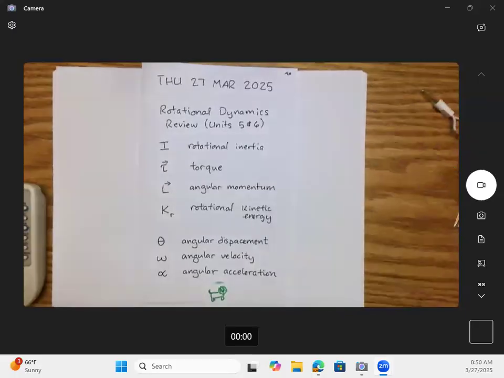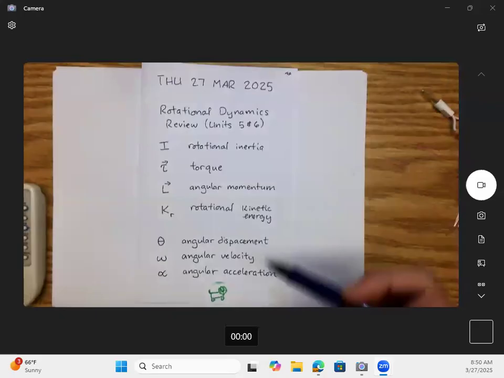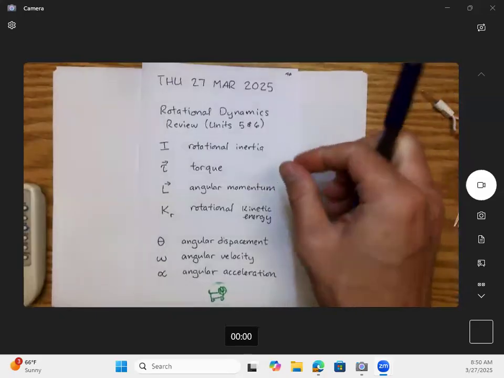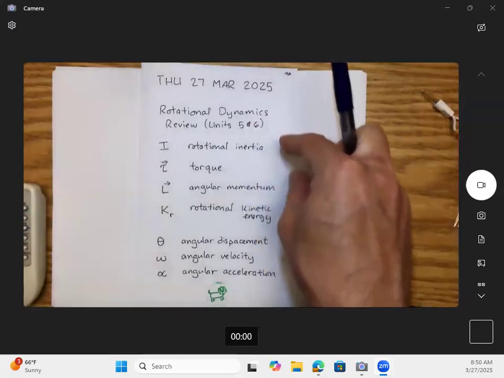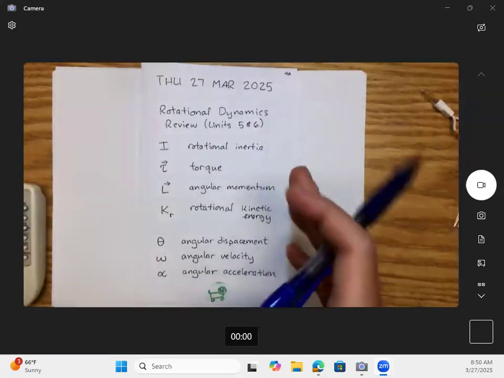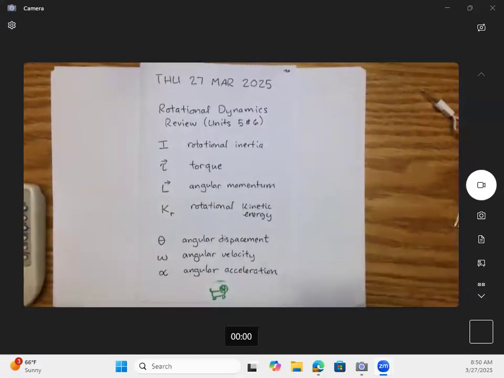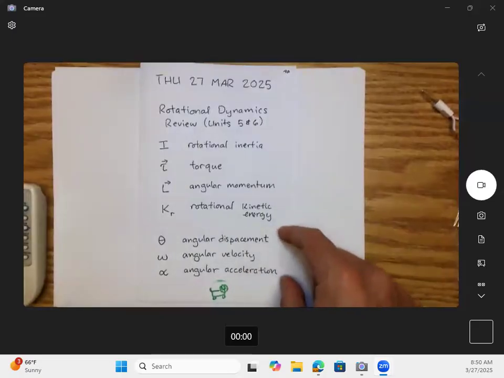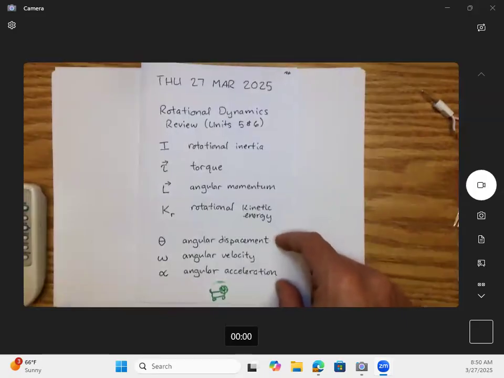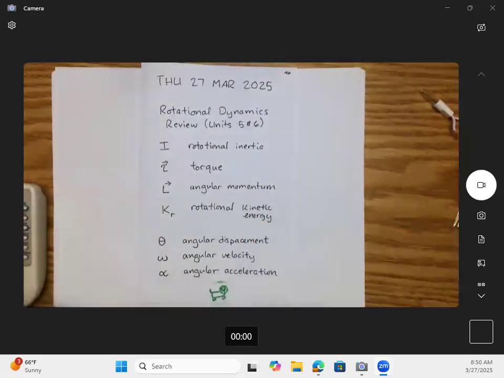So we're continuing the review with rotational dynamics. By AP they split this into units 5 and 6. I think unit 5 is rotational inertia and torque, and then unit 6 they get more into angular momentum and rotational kinetic energy. We're just going to put this all together. Oh, there's also rotational kinematic motion, which we did touch on before spring break. So we'll look at this a little bit again today because it's part of all this, and it's worth brushing up on anyway. Maybe we'll do this a little faster.